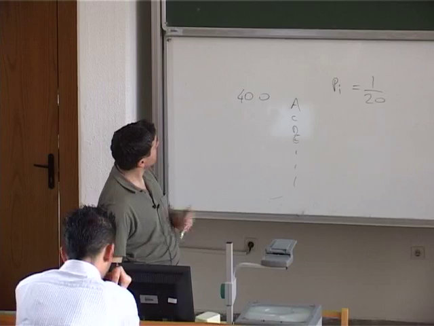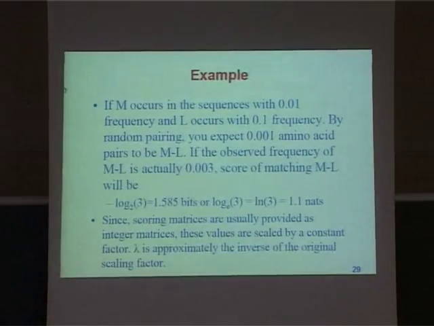So here's another example with two different amino acids, M and L. M occurs with 1% and L occurs with 10% frequency. By random pairing, we expect 1 in 1,000 amino acid pairs to be ML. However, if the observed frequency of ML is actually 3 in 1,000, then the score of matching ML will be the log of the ratio, and this log can be either in base 2 or base e. These scoring matrices use the natural logarithm.